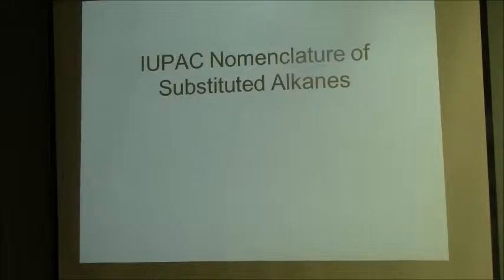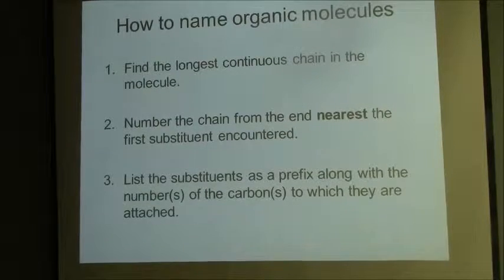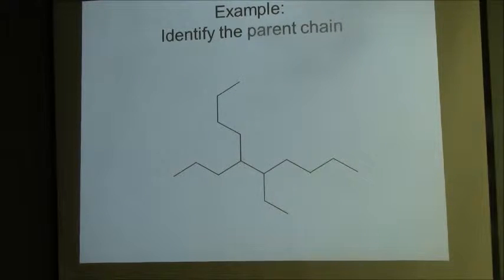In this video, we'll talk about how we name substituted alkanes. So the first thing we need to do is find the longest parent chain in our molecule, and then we're going to number the carbons in the chain from the end that is closest to our first substituent. And then if we have more than one substituent, we will list those in alphabetical order with a number to designate which carbon they are on. So let's first identify the parent chain.